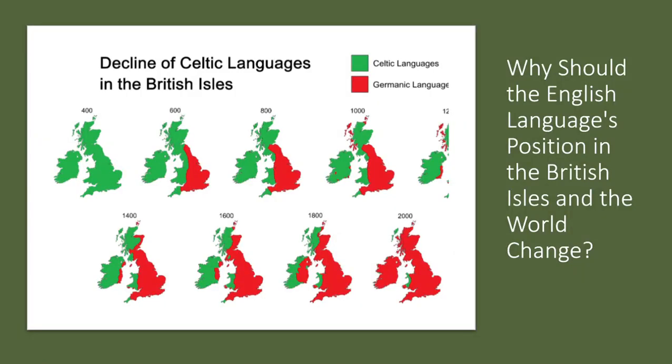So the first question I'll be answering is why the English language's position in the British Isles and the world should change. As you look over here at 400 CE, you can see that only Celtic languages were spoken there. Then at 600 CE, you start seeing Germanic languages. At 800 you see a bit more, and at 1000 CE you see more, and so on, until you get to the 2000s, where it's mostly just Germanic languages spoken in the British Isles.